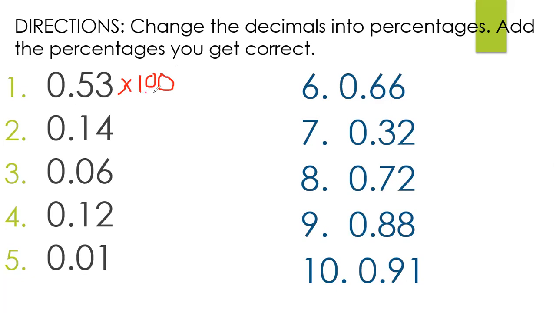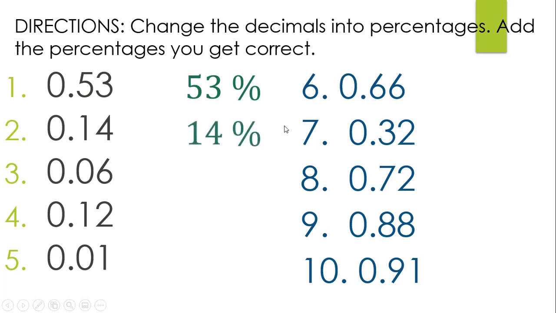Since we have two zeros here, we can just move the decimal point to the right. Dalawang zero, so dalawang beses natin i-move yung decimal point. 1 and then 2. So we get 53. Our answer for number 1 is 53%. For number 2, 0.14, lipat ng dalawang beses yung decimal point. So we get 14%.